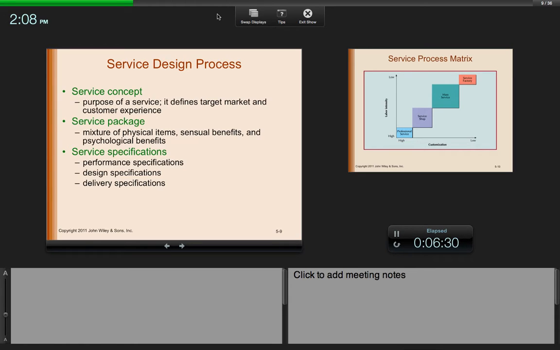specifications. The concept is the purpose of that service. What is my target market? I want to provide help desk services for Oracle customers. The service package is going to include all of the different components of that package. And the specifications is going to include everything related to the design and the delivery.